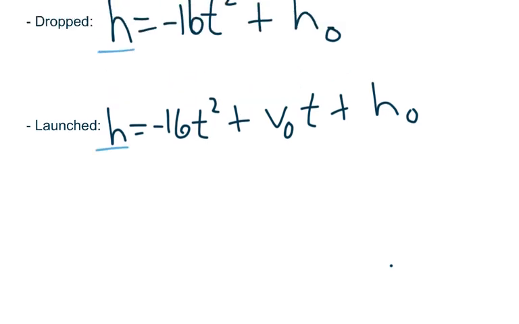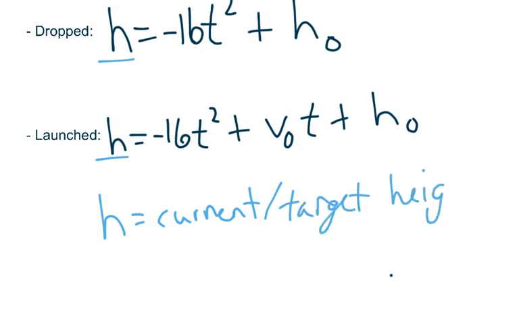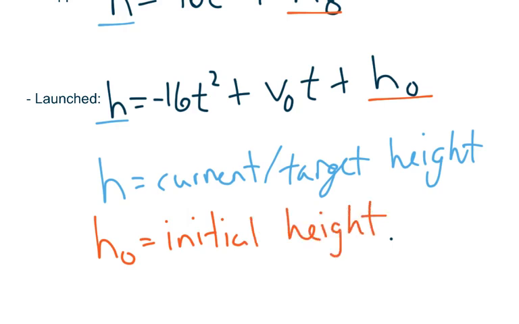H, the value the equation is equal to, you could call the current or target height. H sub 0 is the initial height. Most every problem will give you that information. It's just a matter of replacing that variable.